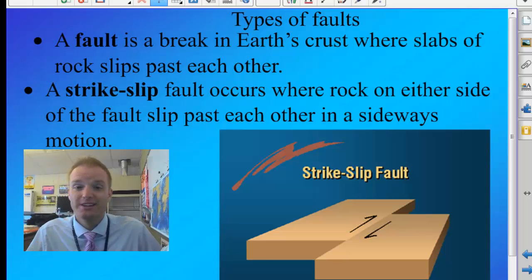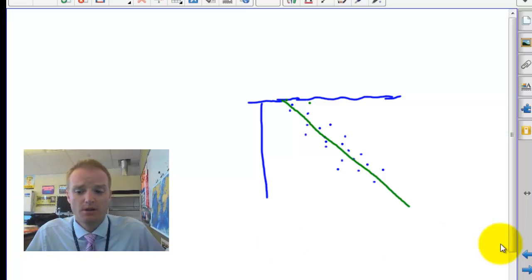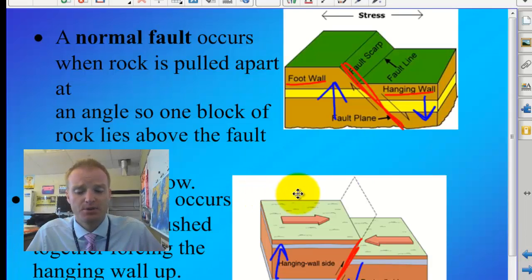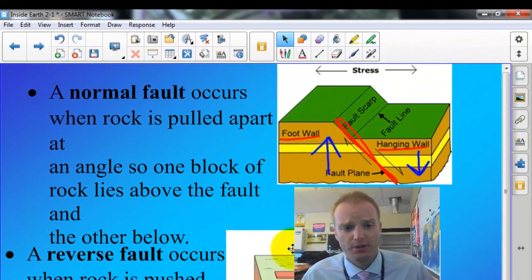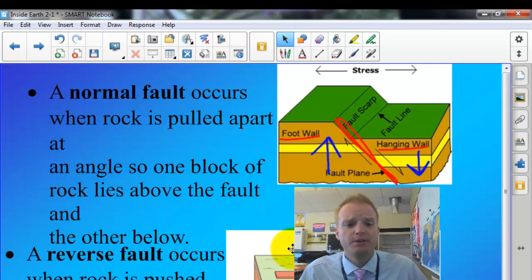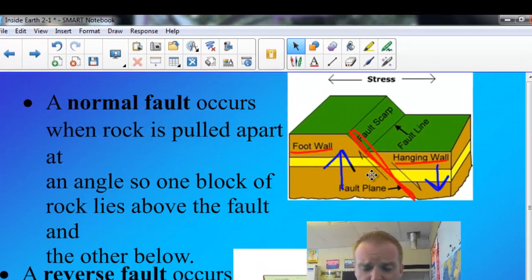They're very small and not nearly as active as the ones along a major plate boundary like in California. So our next type of fault, I'm going to come back to that picture there, is a normal fault. A normal fault occurs when a rock is pulled apart at an angle, so one block of rock lies above the fault and the other below the fault.